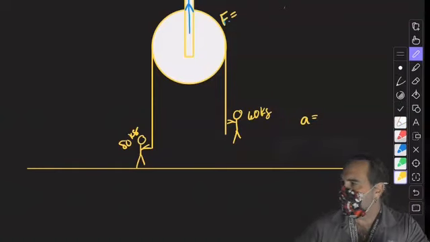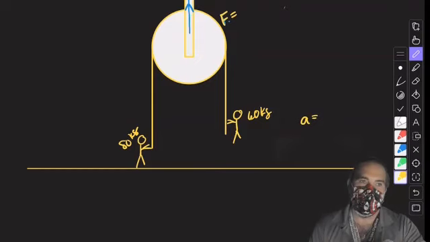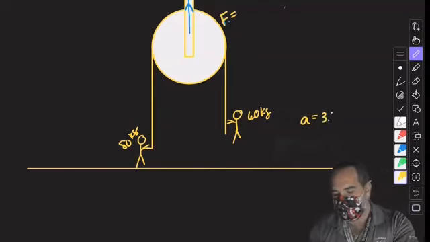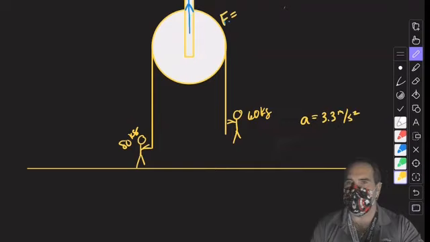All right, that's all the time we can offer for this. Anybody want to venture to guess what the acceleration was or no? Go ahead. 3.3 meters per second squared. It sure is. How about the force from the ceiling on the pulley?